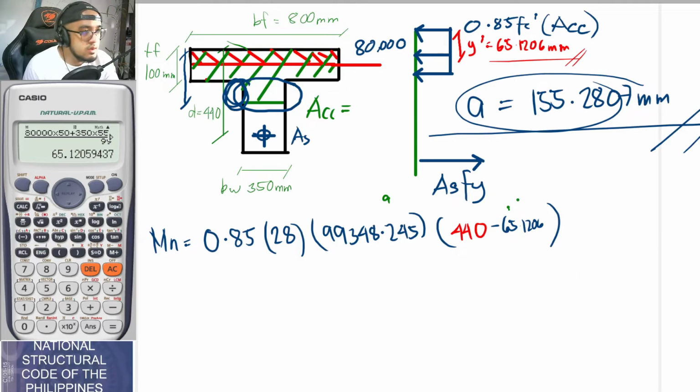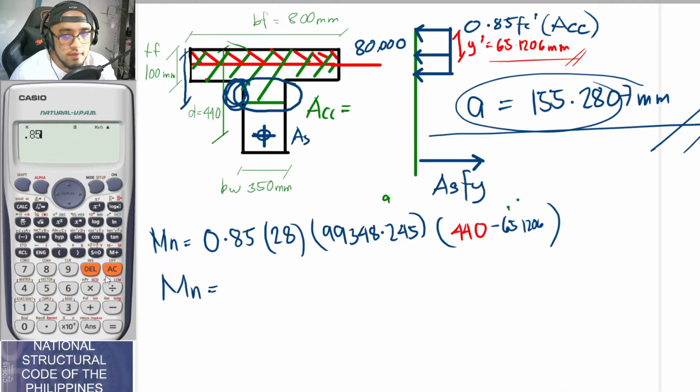Okay. Moving forward, so with that guys, the value for our Mn is now to be equal to, looking at the calculator, 0.85 times 28, so 0.85 f'c times Ac, and our Ac is to be equal to 99348.245. So assuming that my calculations are correct, which I think it is, times 440 minus 65.1206. So guys, disclaimer, if there are any errors here, they are to be in terms of our calculation, sa pagpindot lang. And as for the procedure, they are correct guys. But I don't think there is an error here.